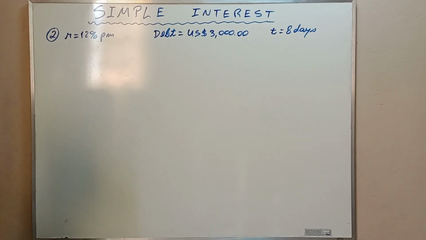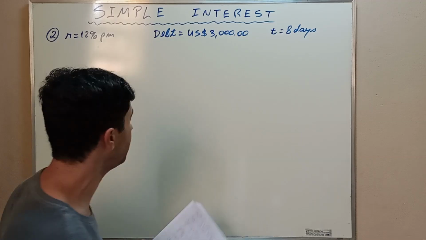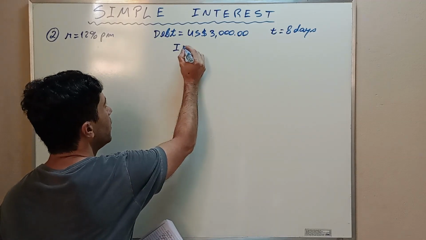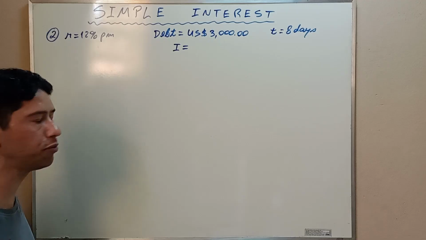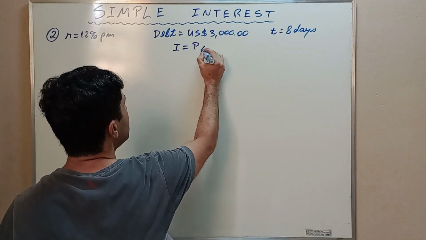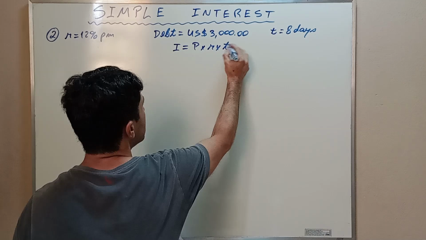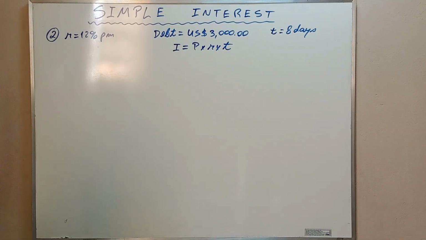Alright, my friends, this is the question. Let's go to the solution and to determine the amount payable when the debt is settled 8 days late. We shall use the simple interest formula. And what is the simple interest formula? The simple interest formula is this. Interest is equal to principal times rate times time. Okay? This is the formula that we are going to use.